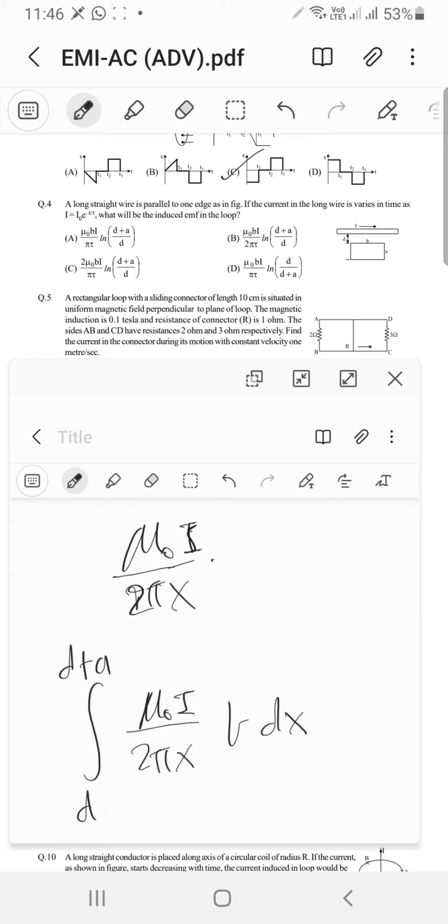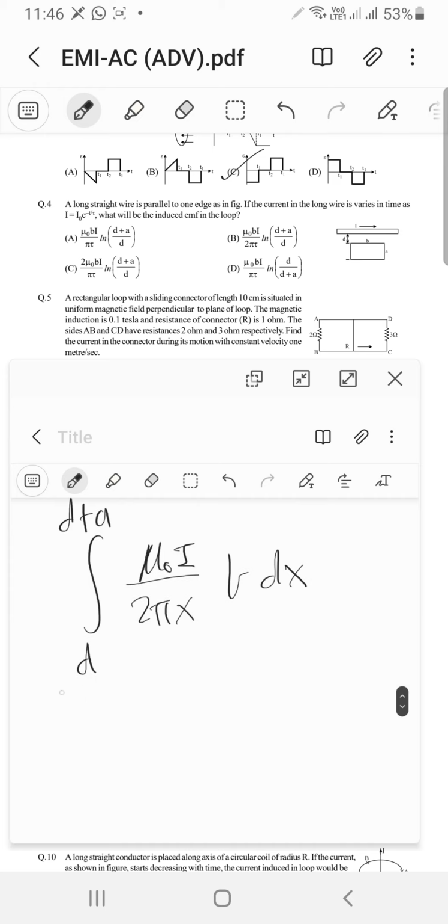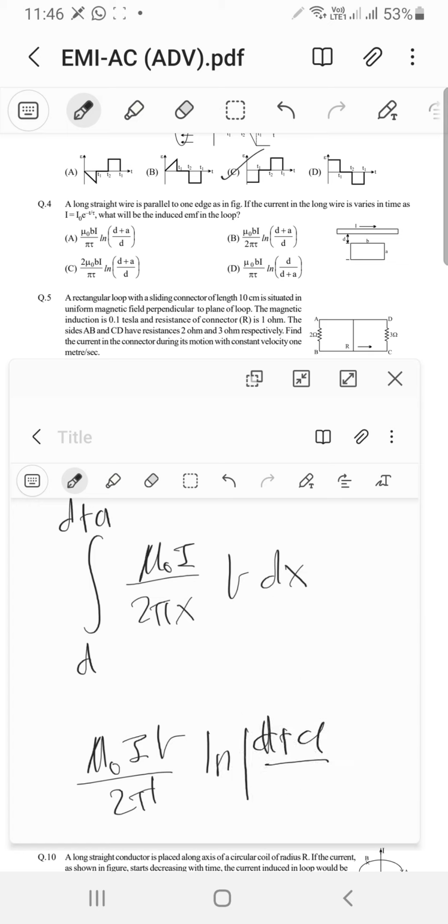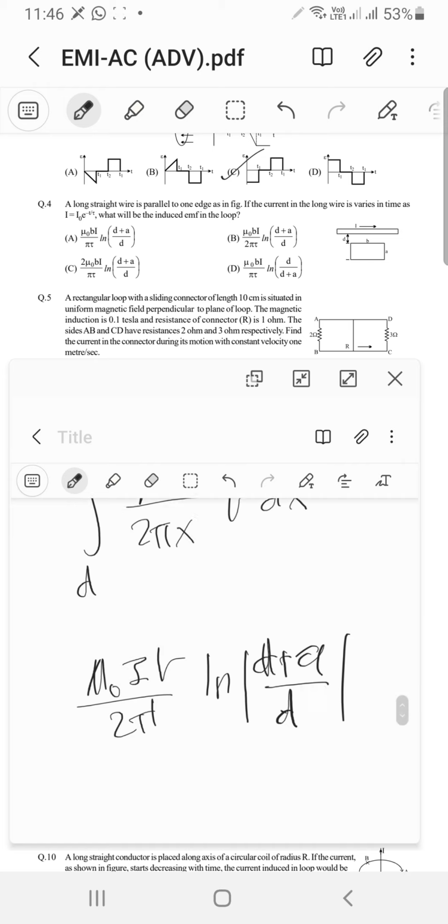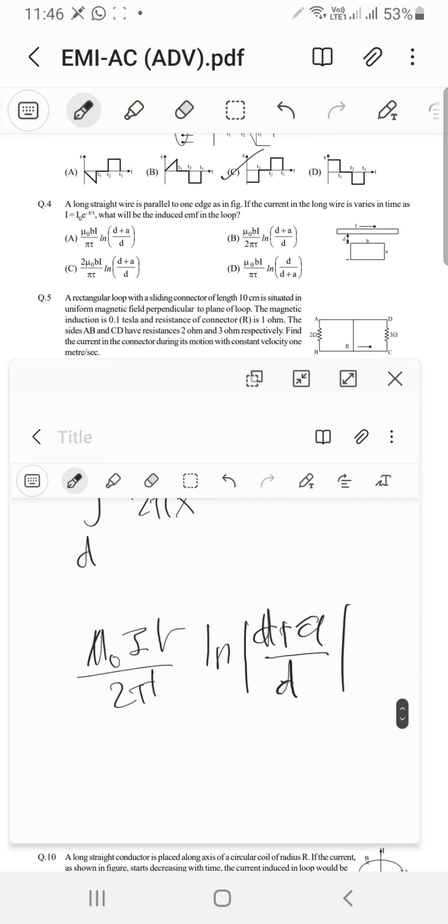Yeah, looks good. So it's gonna have natural log and stuff. So it's gonna be what? Mu naught I b upon 2 pi natural log of, d plus a upon d. Isn't that right? So that is the flux, right? Yeah. And then we just want the induced emf, so it varies like what? So just take a time derivative of this thing.